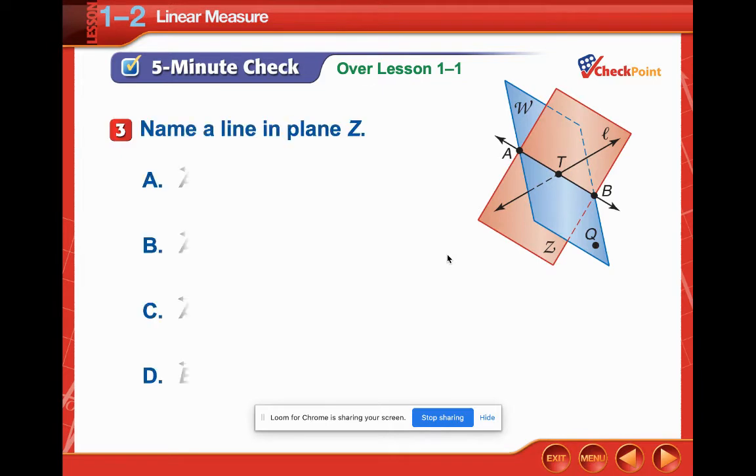Let's keep going. All right, name a line in plane Z. All right, so plane Z appears to be like this, like orangish, reddish type thing, pink maybe, I don't know. Maybe salmon. It does look like a little bit of a salmon from here, okay?